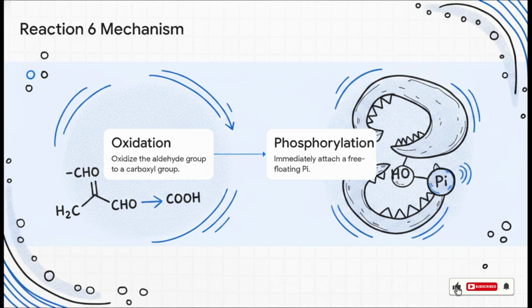But let's look a bit closer at what the enzyme is actually doing to the molecule itself, because it's doing 2 things at the exact same time. First, it oxidizes the aldehyde group on carbon 1 of the G3P molecule straight into a carboxyl group. Then second, it immediately grabs a free-floating inorganic phosphate. And get this, that's not a phosphate from ATP, just a free unattached phosphate. And it sticks it right onto that brand new carboxyl group.